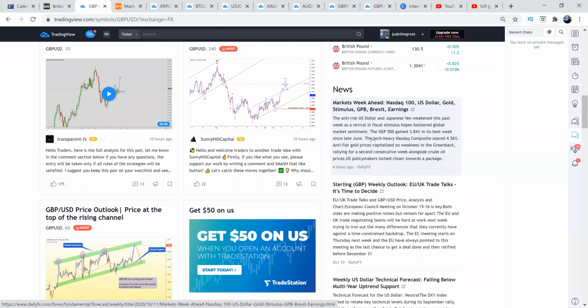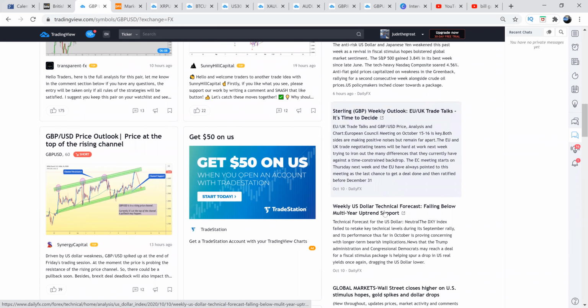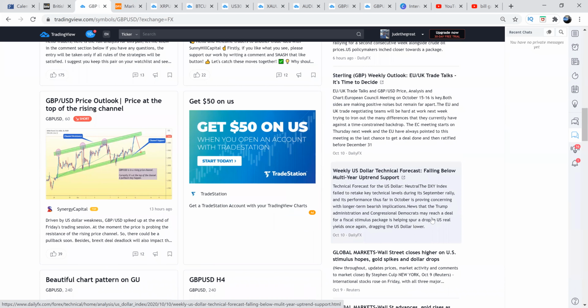Right now the dollar's weakened. You hear about the stimulus plan, trade talks, the Euro and UK trade talks. So definitely read the events that are happening for the day.